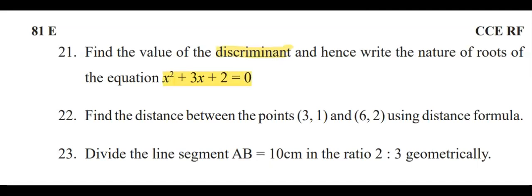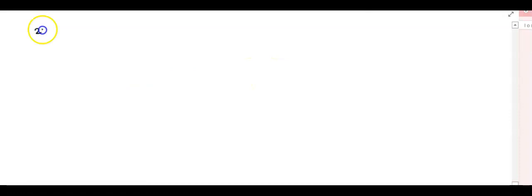Let me solve this problem. Question number 21. We have to find the value of discriminant and also write the nature of the roots. So what is the given equation? The given equation is x square plus 3x plus 2 is equal to 0.